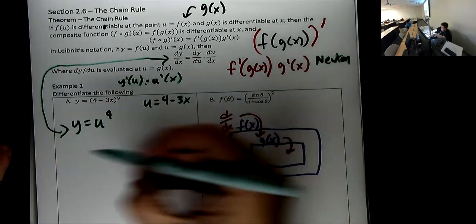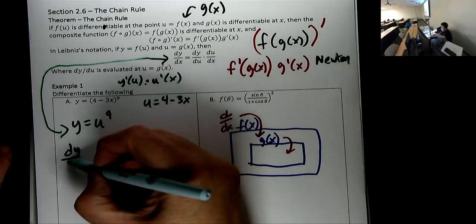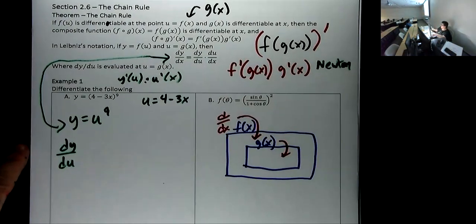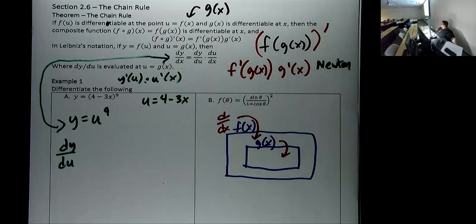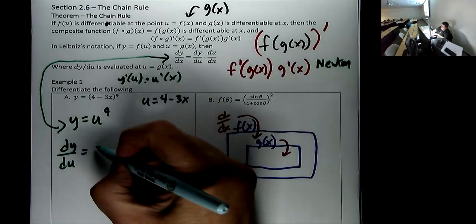dy du is what? Someone wave their hands. The 9x to the power of 8. 9, not x, but 9u to the 8.